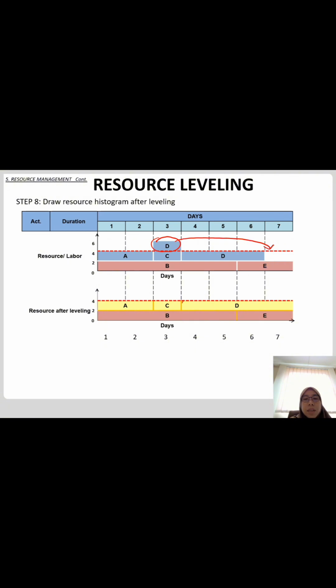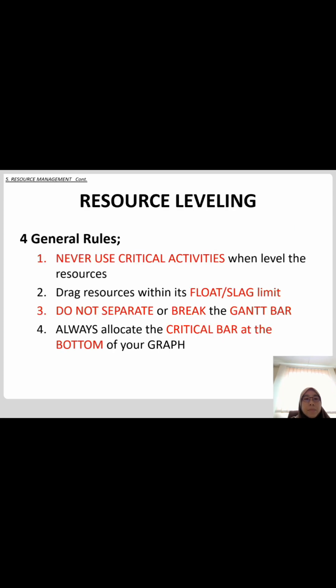So D is here now because D has 1 day of float, which means D can start either on the 3rd day or on the 4th day. And if D starts on the 3rd day, it will finish on the 6th day. But if D starts on the 4th day, it will finish on the 7th day. So we rearrange so that we do not have a shortage of labor.